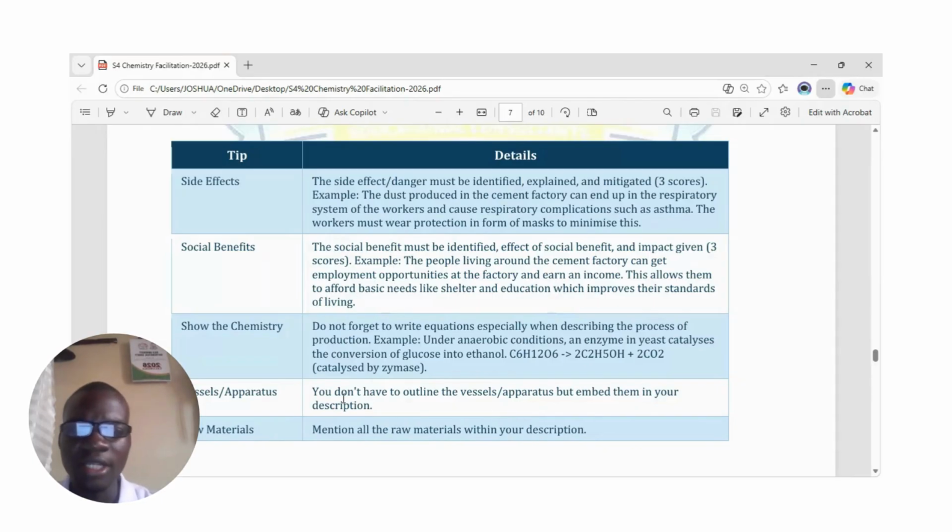Don't just outline them as if you are making notes. Just make sure that you embed them in your description. We are going to see a sample of how you can do it. Then you need to actually show the chemistry. How are you going to show the chemistry?